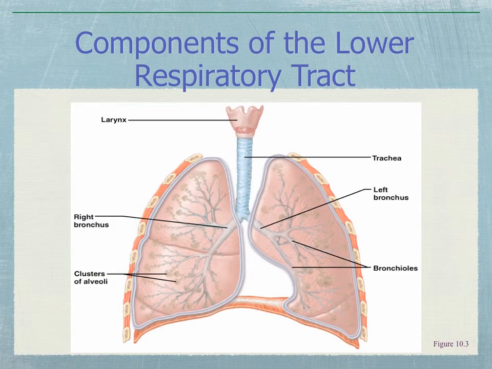And it then branches off to the left and the right lung through the bronchi. And the bronchi further divide into smaller branches, the bronchioles, with the most terminal portion of the lungs being the alveoli, which are the small air sacs where we have oxygen and carbon dioxide exchange into the blood.